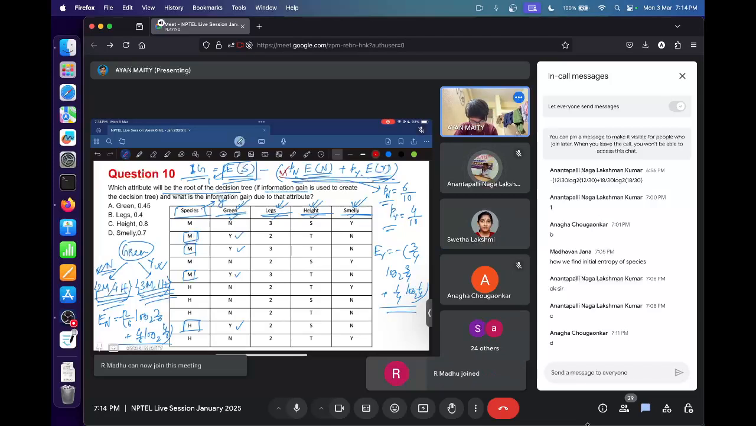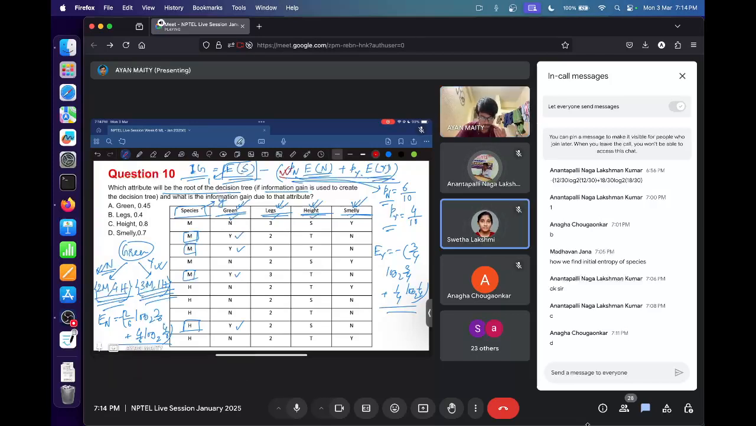Yes, this one. Pn, the fraction of elements in the n side, times the entropy of n, plus the fraction of elements in the y side times the entropy of y. Pn is the fraction of elements in the n side, which is 6 by 10, because 6 elements are in the n side and 4 elements are in the y side. So it would be 6 by 10 and 4 by 10 fractional values. Okay, fine, thanks.